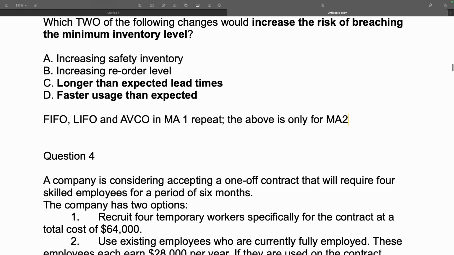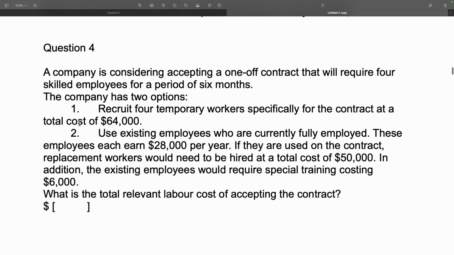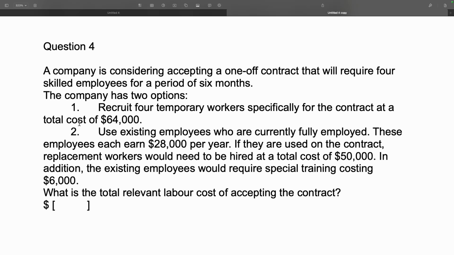Okay, right. I'm going to go into some questions which are about decision making. So when you're going through decision making questions, let's look at the first question here. A company is considering accepting a one-off contract that will require skilled employees for a period of 6 months. Company has two options: recruit temporary workers specifically for the contract at a total cost of 64,000.